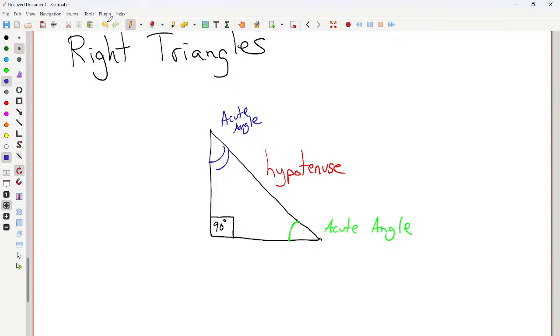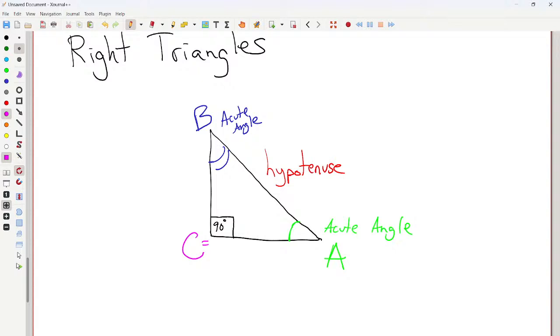Since there are 2 acute angles, we name them typically with capital letters. I'm going to call this one A and this angle over here B. I don't know if it's 30 and 60 or 89 and 1, so I'm just going to say unknown A, unknown B. I'll even call the 90 C. We now have acute angle A, acute angle B, right angle C, and opposite right angle C is the hypotenuse.